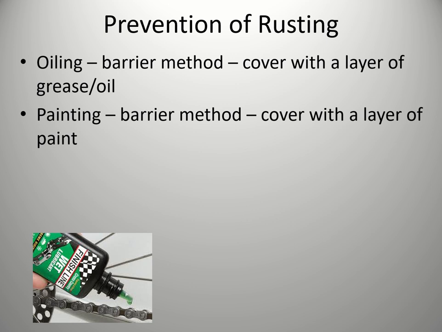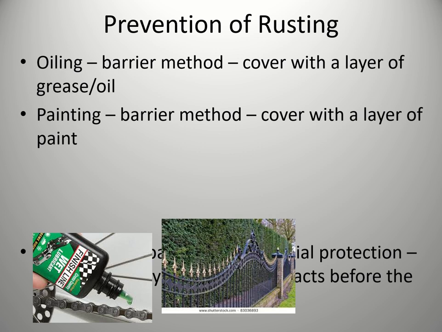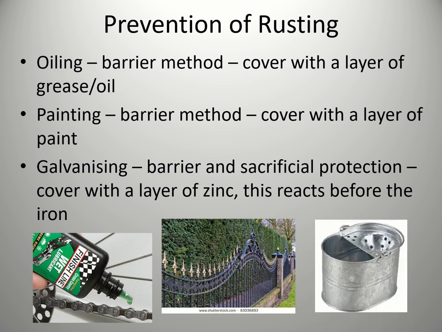Painting, well, that's for lots of things, steel railings around your garden or something like that. Again, oiling or greasing would be a ridiculous answer for those, because no one wants oil or grease on their garden fence or their garden gates or whatever. So always pick a sensible answer. You have galvanizing, which is again another barrier method. So galvanizing is basically you take your piece of metal and you cover it with zinc.